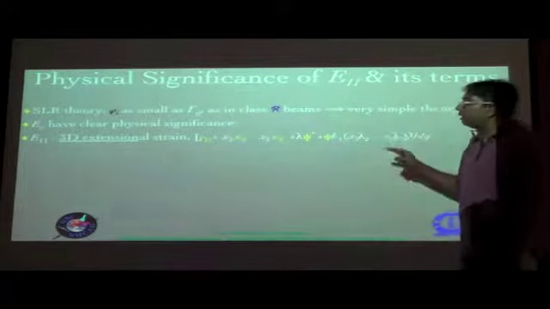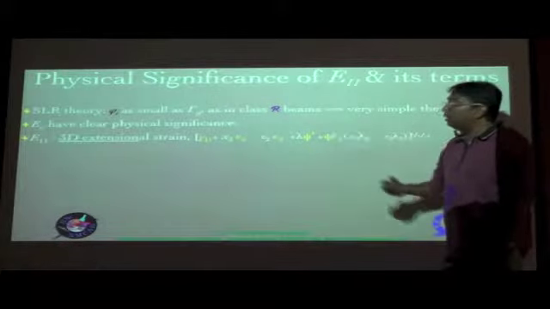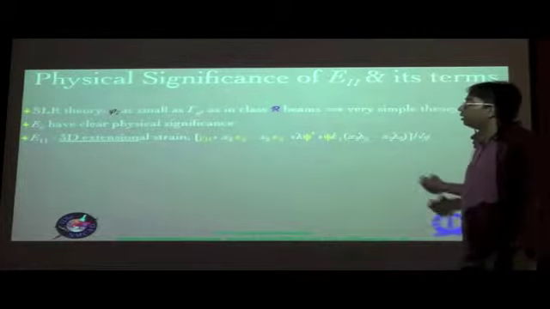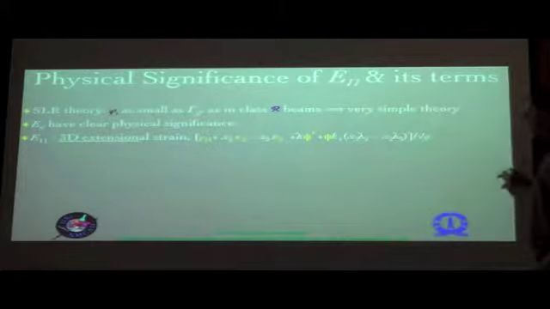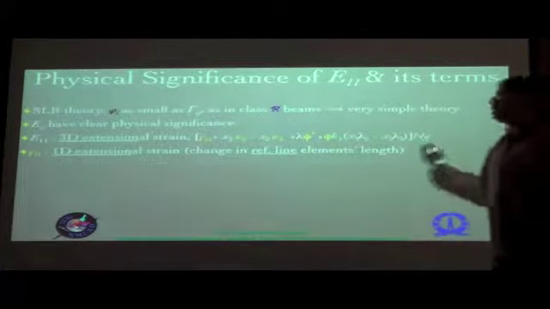So each of the EIJ has clear physical significance, and what we look at in this slide is just E11. This is the expression that we derived in the previous class, and if you look at it, this is basically the 3D extensional strain, because this is the leading term in capital gamma subscript 11, and that in turn contains this small gamma 11, which is nothing but the 1D extensional strain.